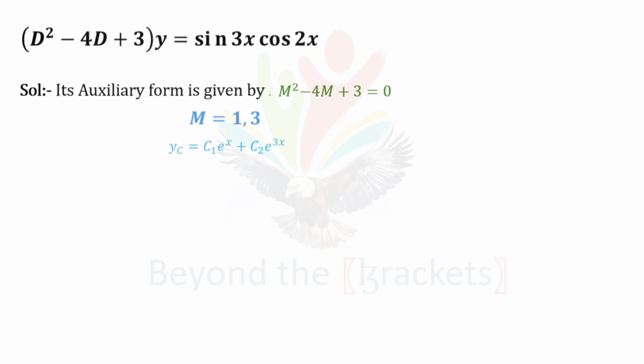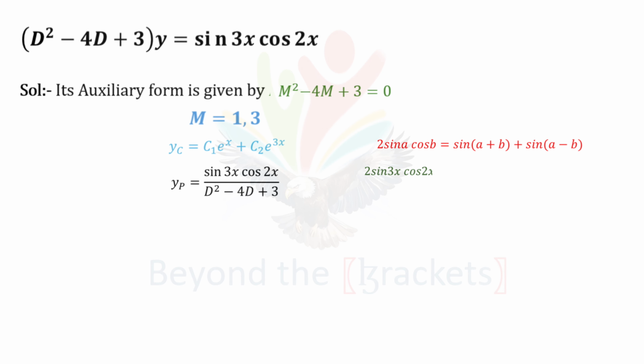For the particular integral, we get 1 by operator form multiplied by the RHS. Here the RHS is of the form sin A cos B. Using the identity 2 sin A cos B is equal to sin of A plus B plus sin of A minus B, substitute A is equal to 3x and B is equal to 2x. So 2 sin 3x cos 2x will be sin of 3x plus 2x plus sin of 3x minus 2x, which is sin 5x plus sin x.